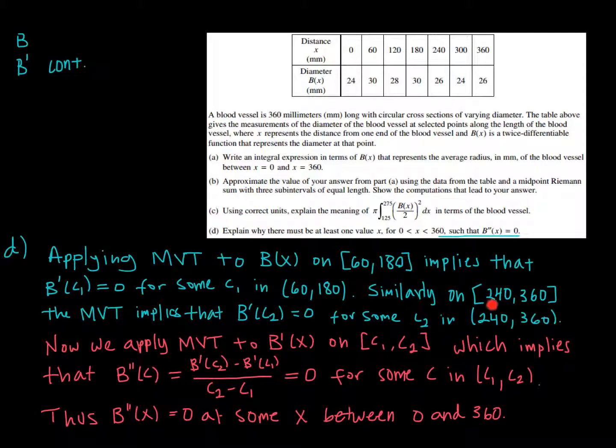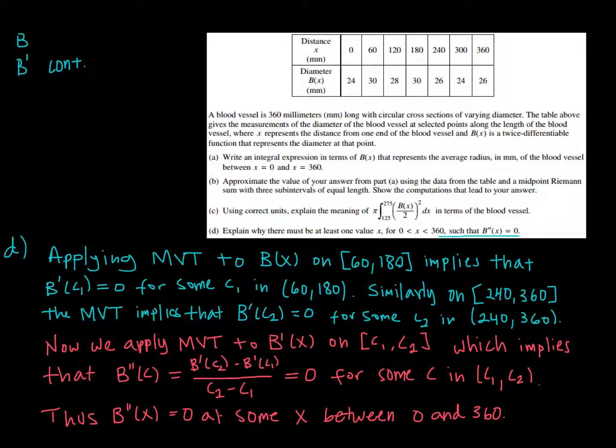So similarly, on the interval from 240 to 360, the mean value theorem implies that b prime of c sub 2, some different point, is equal to 0 for some c sub 2 in the interval from 240 to 360. So these are my 2 points, c sub 1 and c sub 2. It doesn't matter what they are, it just matters that they exist. So there are 2 separate points where b prime is equal to 0. And so now I can apply the mean value theorem to b prime on the interval from c sub 1 to c sub 2. Again, it doesn't matter what they are. I know c sub 1 is between these 2 values and c sub 2 is between these 2 values. So c sub 2 is greater than c sub 1.